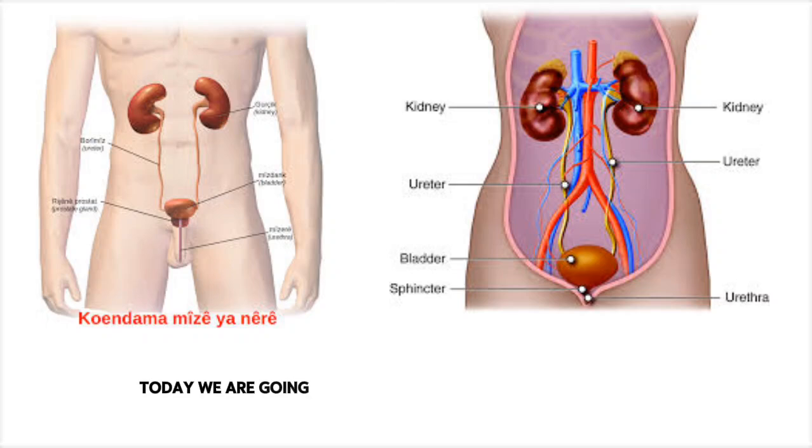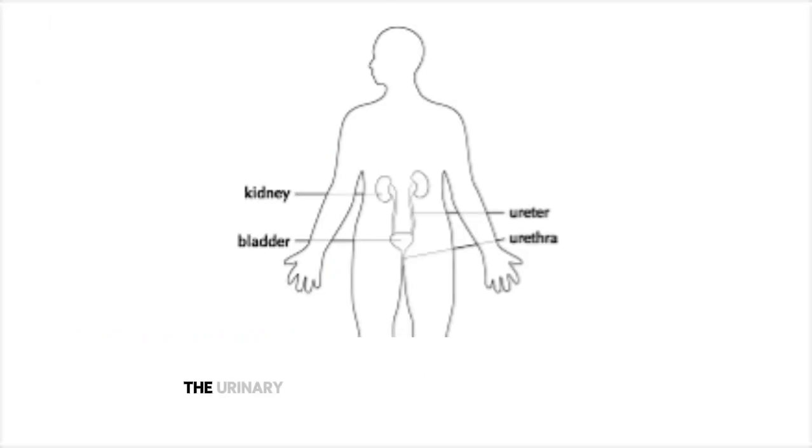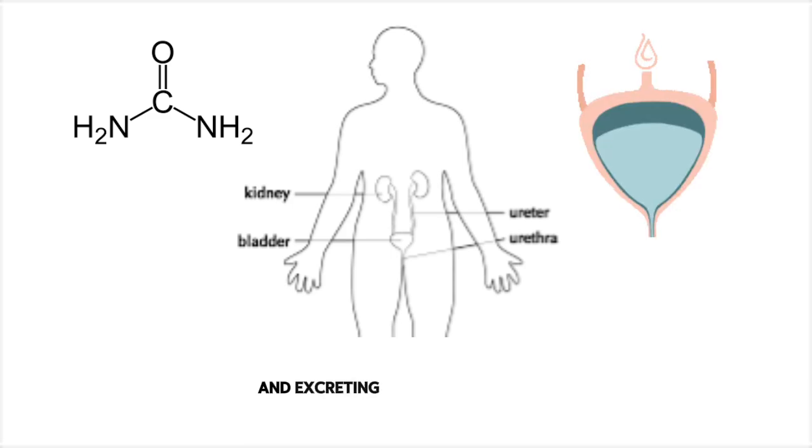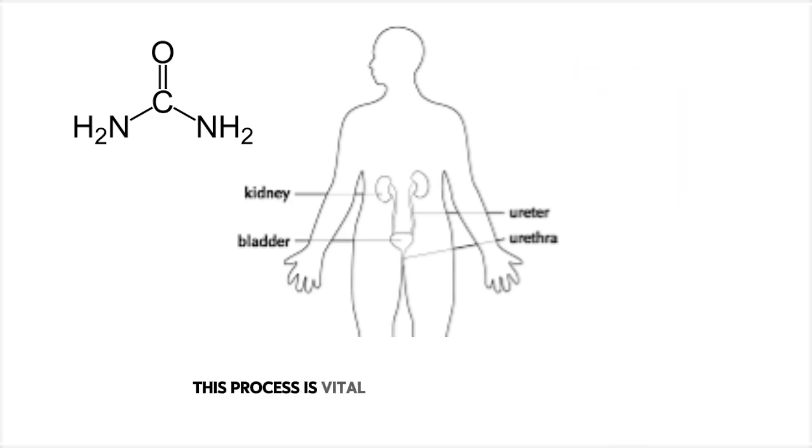Today we are going to learn about the human urinary system. The urinary system, also known as the renal system, is a specialized group of organs responsible for filtering excess fluid and waste products from the blood and excreting them from the body. This process is vital for maintaining homeostasis, the stable internal environment required for survival.